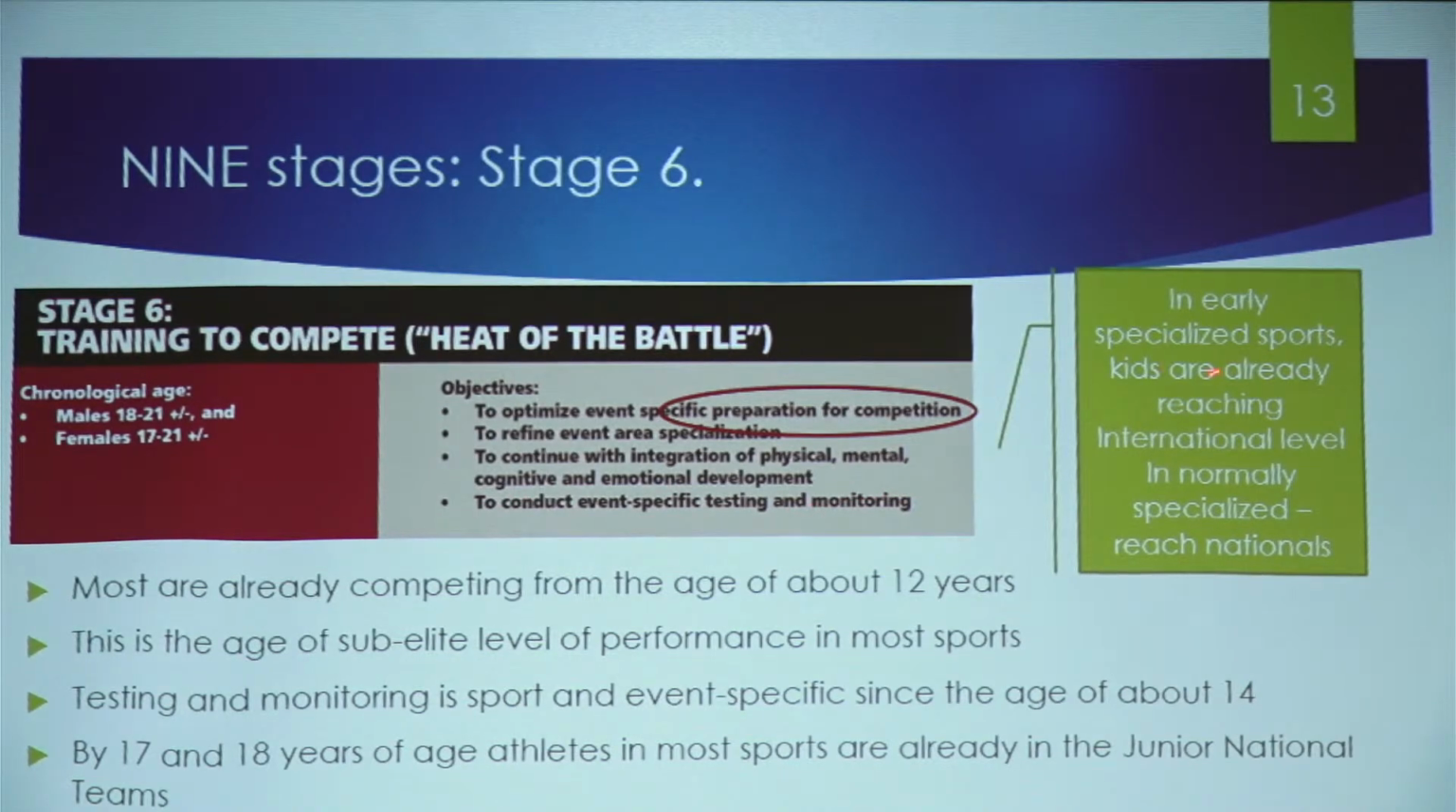Again, in early specialized sports, kids are already reaching international level and normally specialized already in the nationals, the same thing as in the previous one. Most are already competing from the age of about 12. This is the age of sub-elite level of performance in most sports. Testing and monitoring is sport and event specific since the age of about 14, even earlier than that. By 17 and 18 years of age, athletes in most sports are already in junior national teams. If not, then they are not with us.